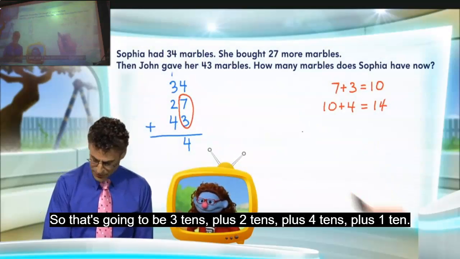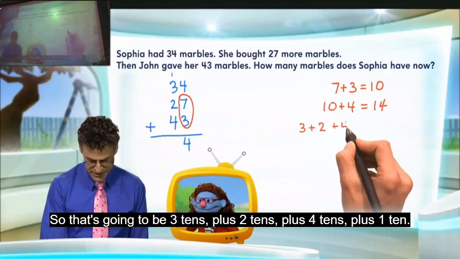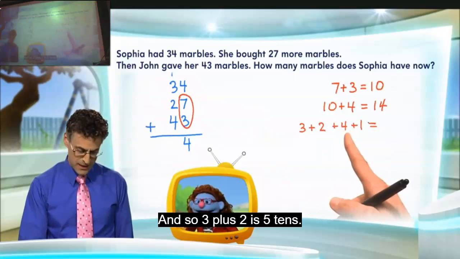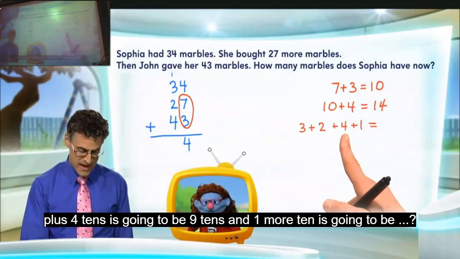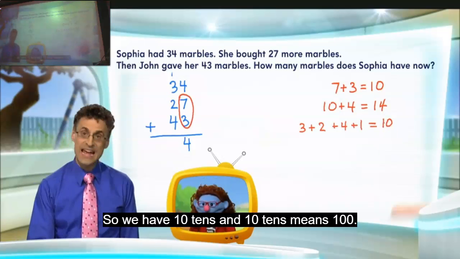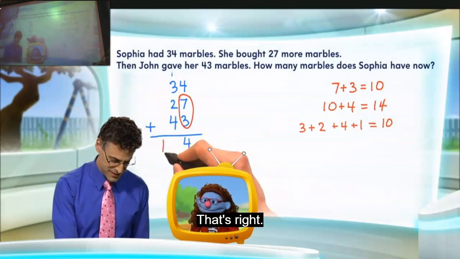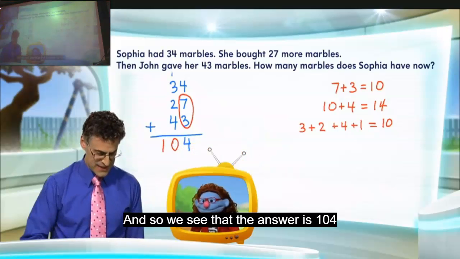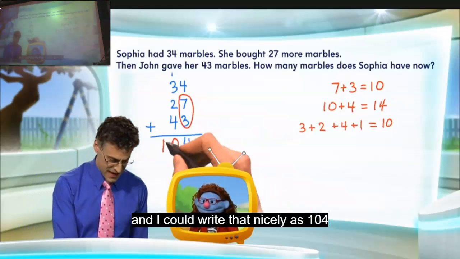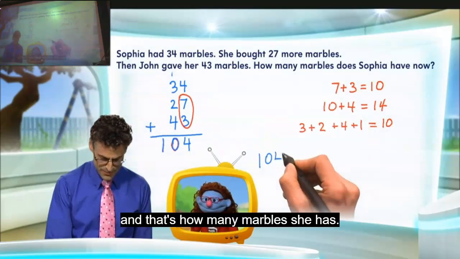So that's going to be 3 tens plus 2 tens plus 4 tens plus 1 ten. And so 3 plus 2 is 5 tens. Plus 4 tens is going to be 9 tens. And 1 more ten is going to be 10. So we have 10 tens, and 10 tens means 100. So we see 100. And so we see that the answer is 104, and I could write that nicely as 104. And that's how many marbles she has.